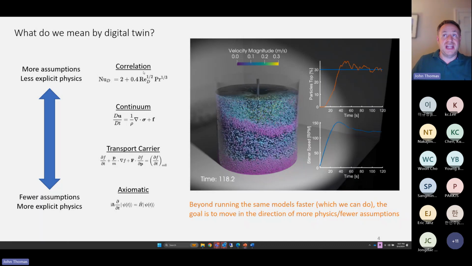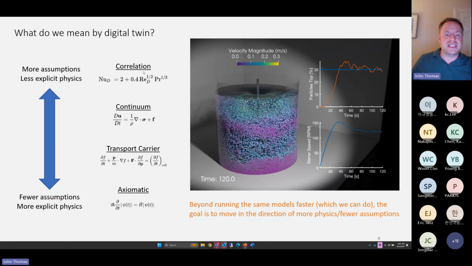So again, a correlation has tons of assumptions. It makes assumptions about the system setup, about what the Reynolds number is, the fluid operating regimes, and correlations often have limits on when they're applicable. Wave equations have no assumptions. We're just assuming that Schrodinger's equation is true and a wave function is valid. And the closer we get down here, the more general our simulations become, the less tied they are to one specific system, and that's where we want to operate.